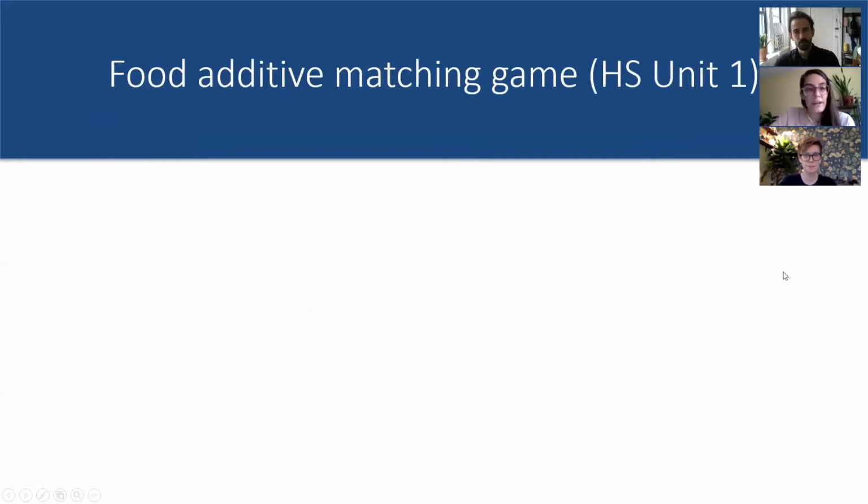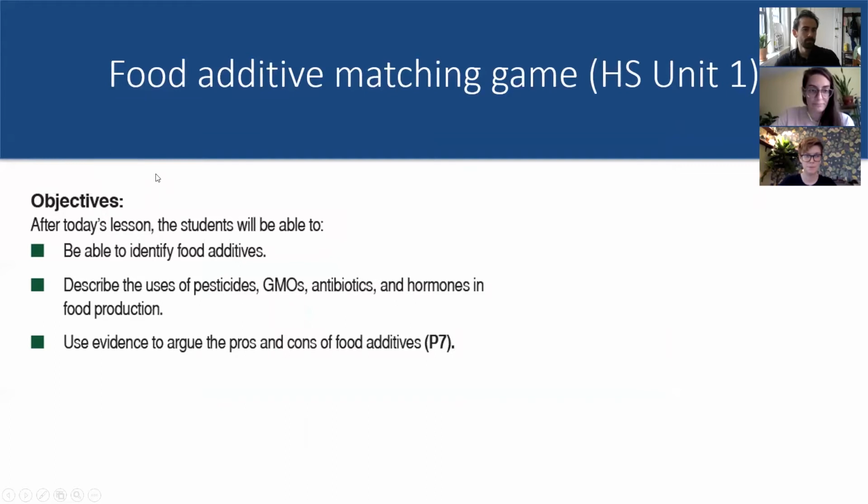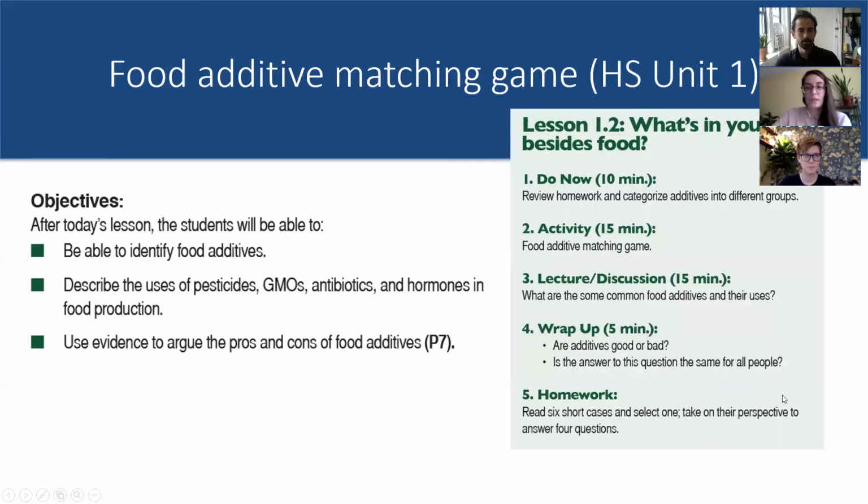So like I said, the food additive matching game comes from the high school unit 1 from the metabolic disease curriculum. And for this particular lesson, the objectives are for students to be able to identify different types of food additives, to describe the uses of pesticides, GMOs, antibiotics, and hormones in food production, and finally, to use evidence to argue the pros and cons of food additives. And in terms of the lesson plan, we've provided a minute-by-minute detailed breakdown of how you can structure the class using the materials that we've provided.